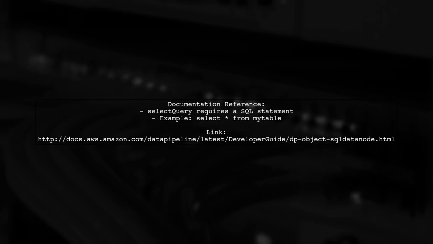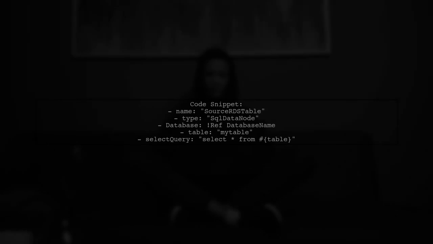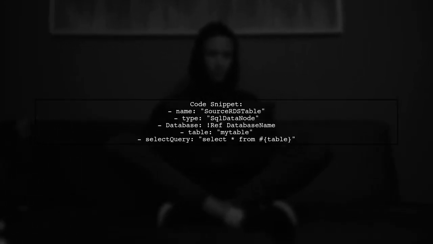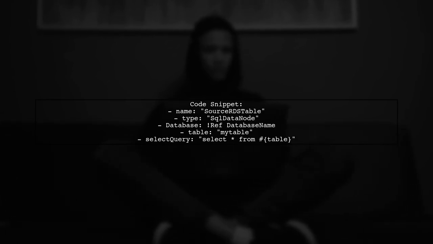Check the documentation for details on using the select query parameter to specify what you want to dump. Here's a code snippet for setting up a SQL data node in Data Pipeline to dump a specific table.